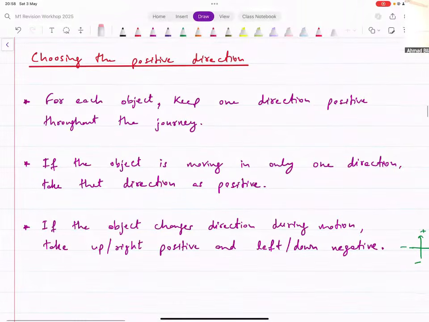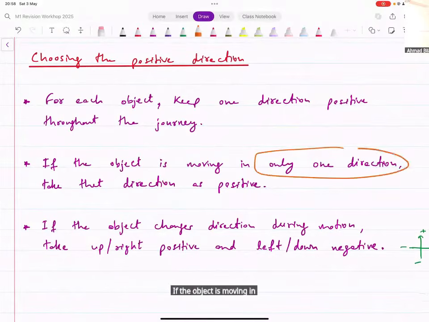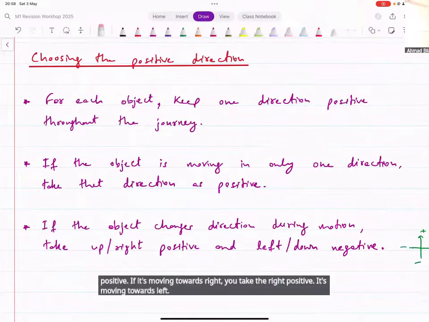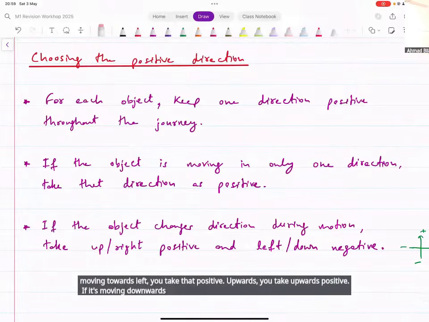If the object is moving in only one direction, you take that direction as positive. If it's moving towards the right, you take right as positive. If it's moving towards the left, you take left as positive. Upwards, you take upwards as positive. If it's moving downwards, you take downwards as positive.